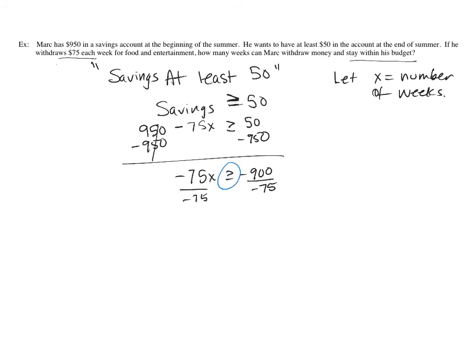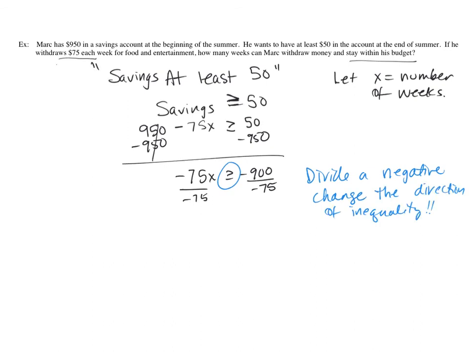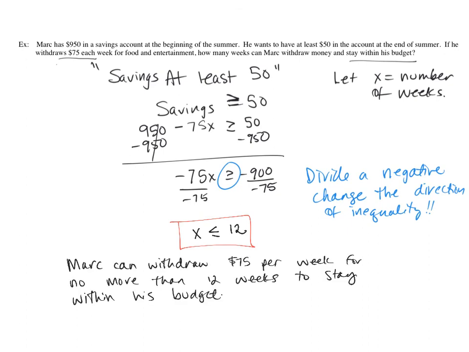But anytime you divide or multiply by a negative, we need to change the direction of the inequality. So now we have x is less than or equal to 12. And what does that mean? Mark can withdraw money for no more than 12 weeks to stay within his budget. Okay, there we have it.